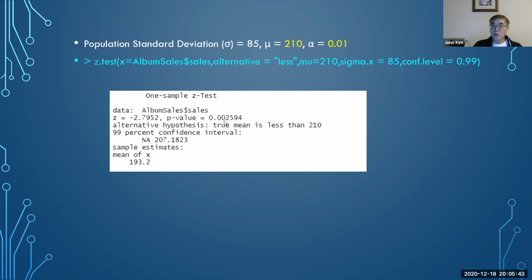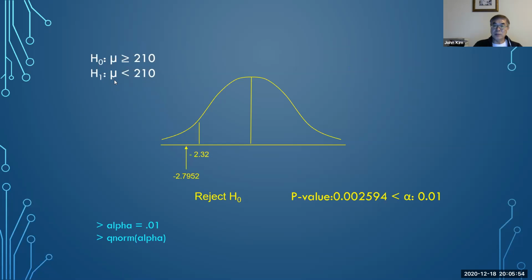And then the p-value is 0.0025. And here, the alternative hypothesis is true mean is less than 210. That is right. Then we got the critical value using alpha equals 0.01 and qnorm. The test statistic is in the rejection area. So reject the null hypothesis. Based on the p-value, 0.0025 is less than alpha 0.01. So reject the null hypothesis.